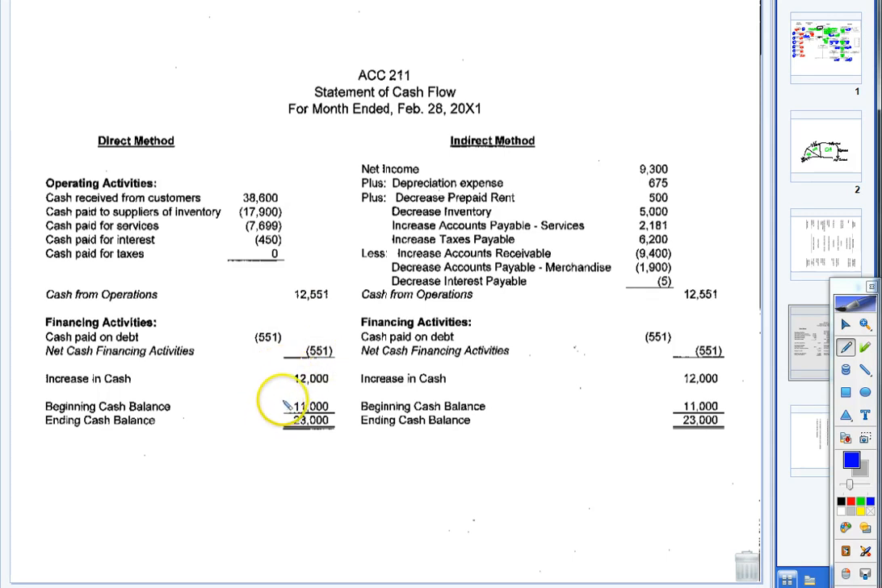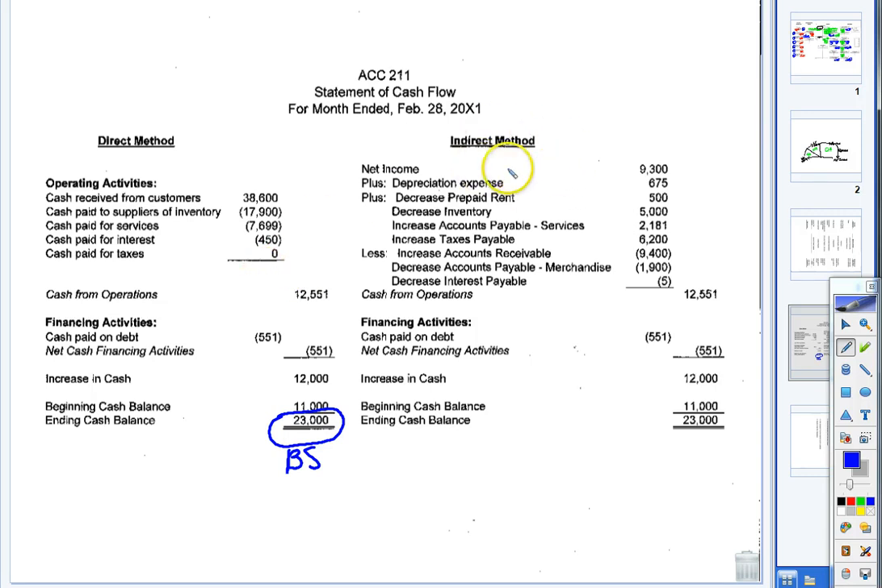We started with $11,000 at the beginning of February, and then you ought to go back to your balance sheet for February. You'll see at the end we had a $23,000 balance, so that'll reconcile to the balance sheet. Okay, so that's the direct method, and most of us really like it, it's fun to prepare. It's also very easy to read. It's very understandable. Cash came from customers. We paid cash for these various things. It's very clear what happened.